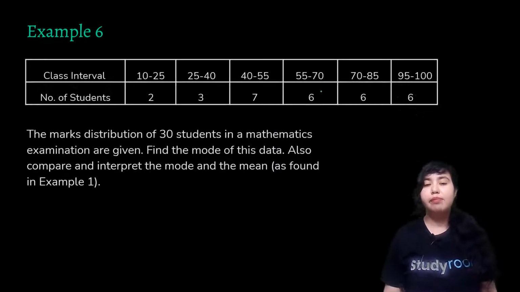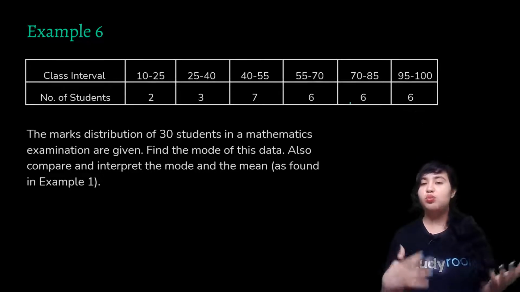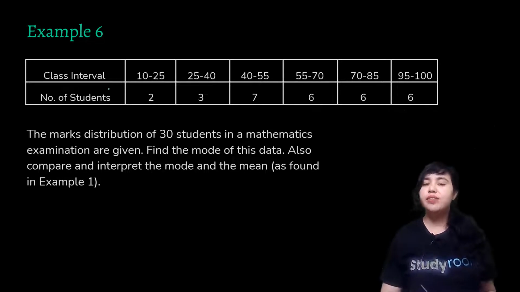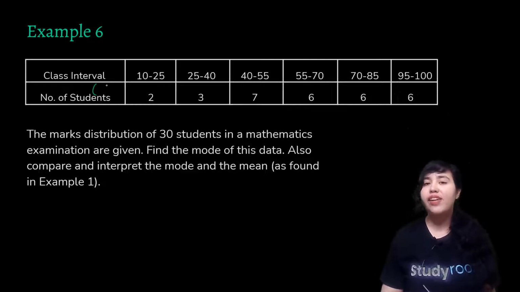Then we have another example. Look at the data and tell me if it is grouped or ungrouped. It is grouped. You've been given the class intervals and the number of students, which means this is Xi and this is Fi. This is the frequency table, the column.